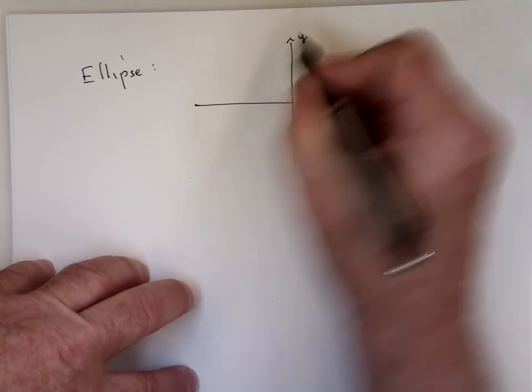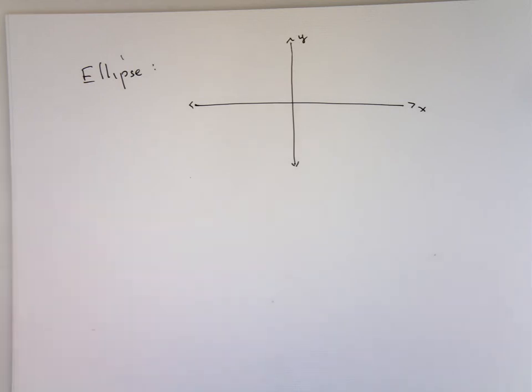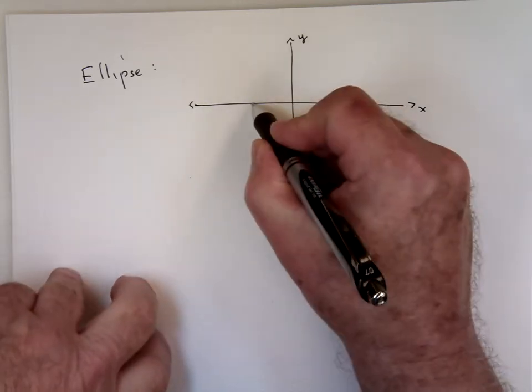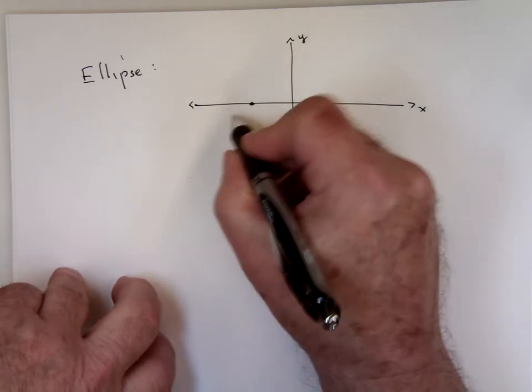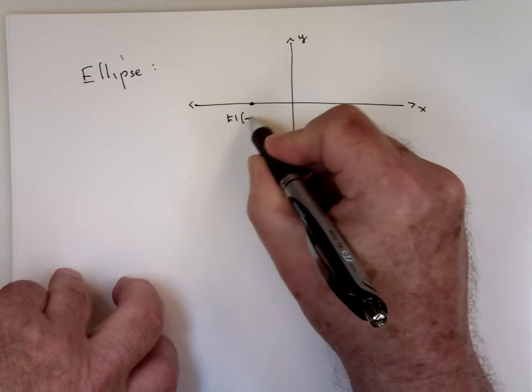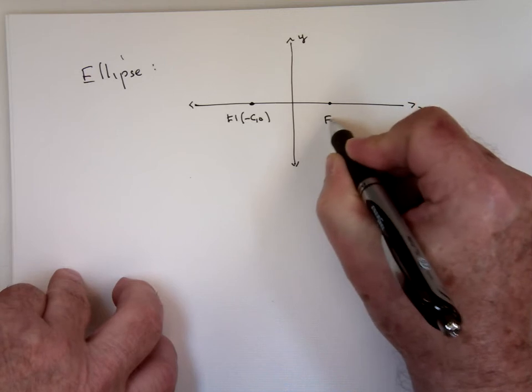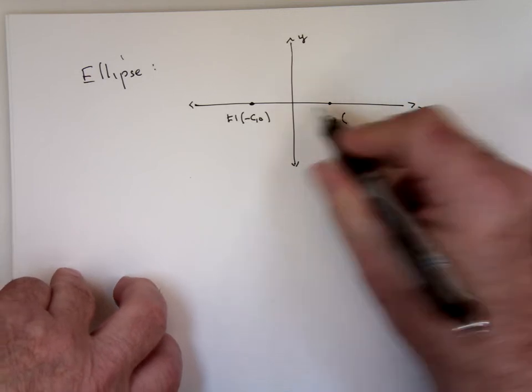We can define an ellipse by the set of points in a plane, the sum of whose distances from 2 points is a constant. Let's take 2 points. Let's put them right on the x-axis. The first one is a focus. We'll call it F1. And we'll call the second point F2, the second focus. These are foci.